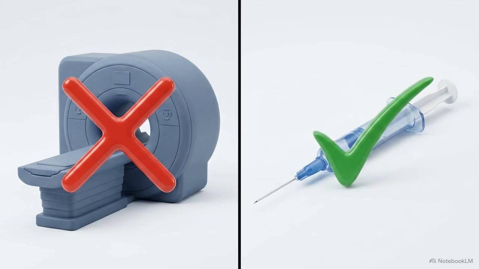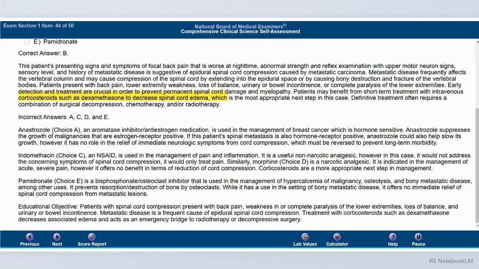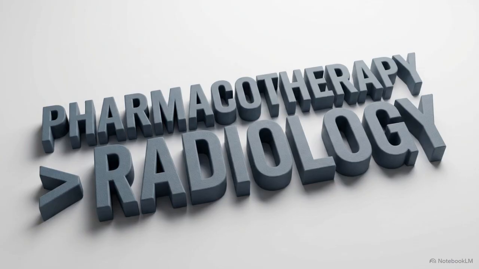Although an MRI of the spine is the definitive confirmatory test, selecting it as the next best step is incorrect. Sending the patient to the scanner without pharmacotherapy delays the intervention required to prevent irreversible paraplegia. Looking at the provided explanation, IV dexamethasone is the correct answer. It acts as an emergency bridge to definitively decrease spinal cord edema prior to decompressive surgery or radiotherapy. In suspected epidural spinal cord compression, empirical pharmacotherapy takes absolute precedence over definitive radiological confirmation.